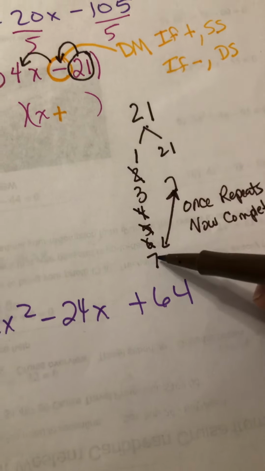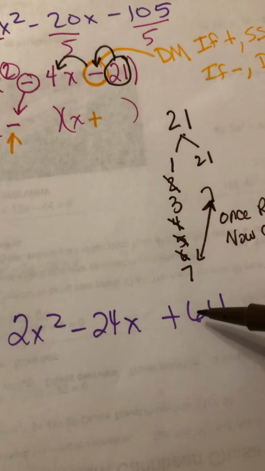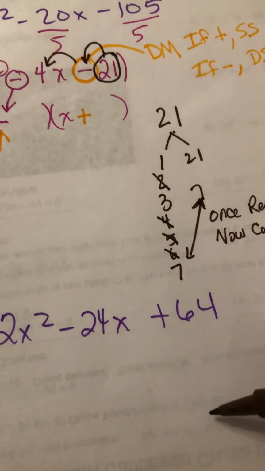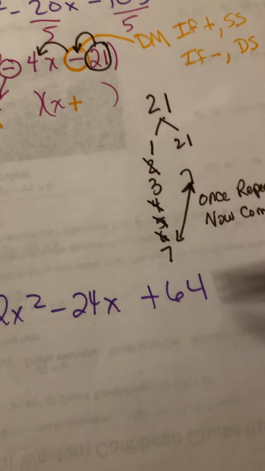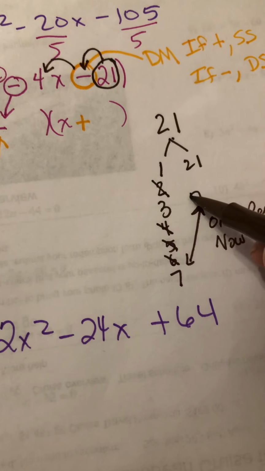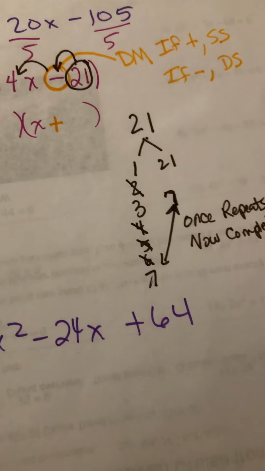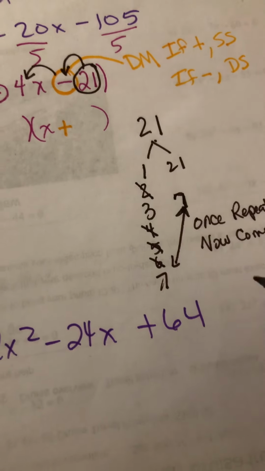If we keep going, that'll be 7 and 3, and then we'll do 8, 9, 10, 11, 12. We'll have to get all the way to 21 before we hit another one, and that is 1. That's a lot of work. Once something repeats from the left side to the right side, you're done. You have all of the factors. That's the beautiful part about this.